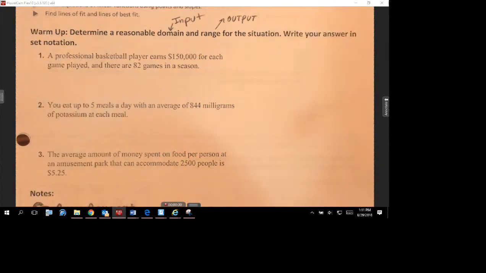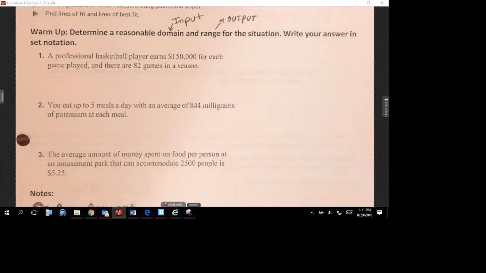A professional basketball player earns $150,000 for each game played, and there are 82 games in a season. One value up there determines the other value. Which value do you have to have first to get the other value? There's 2 variables. We've got money and games played.